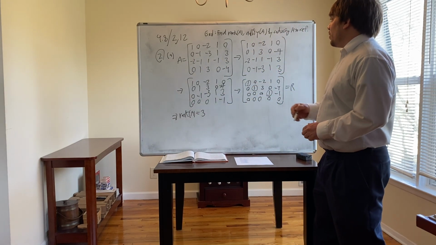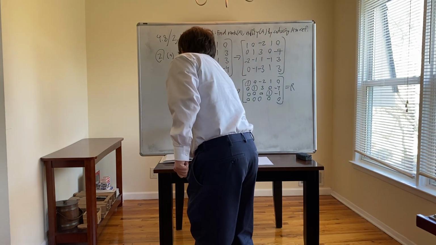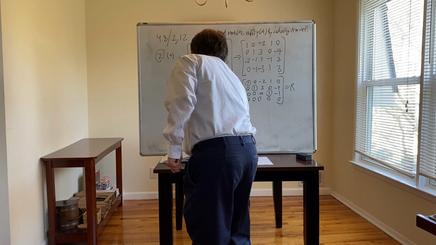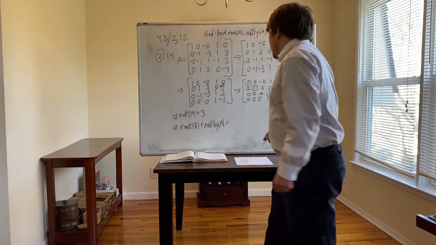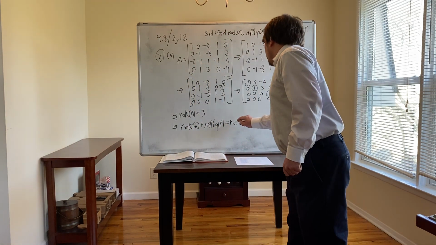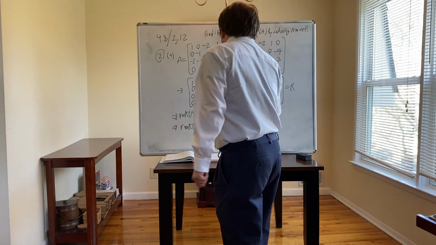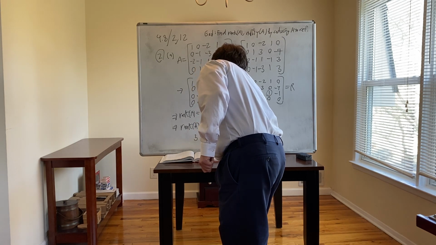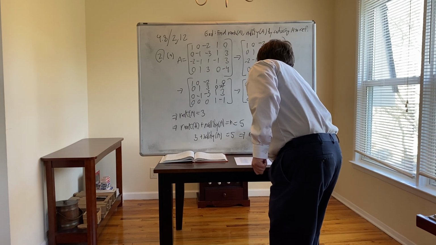For the nullity of A, we have by the dimension theorem that the rank of A plus the nullity of A is equal to n, which is the number of columns, and there are 5 columns here. And so if the rank of A is 3, plus the nullity of A is equal to 5, that implies that the nullity of A is equal to 2.